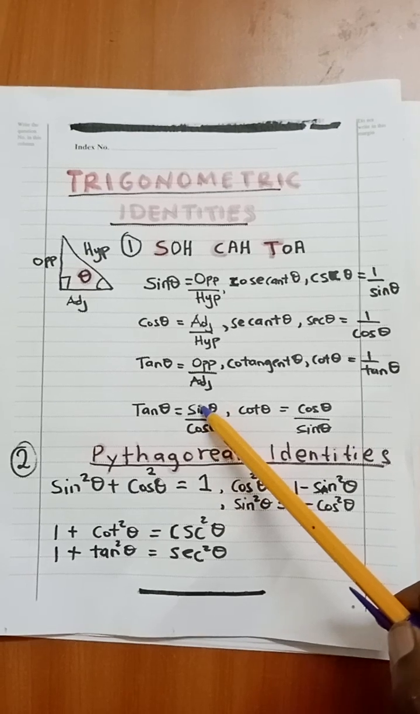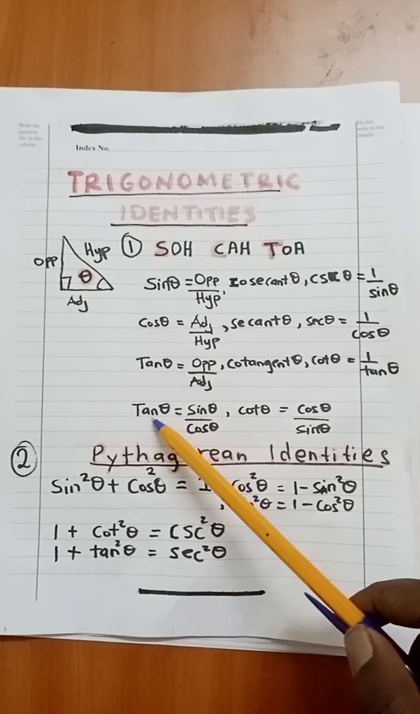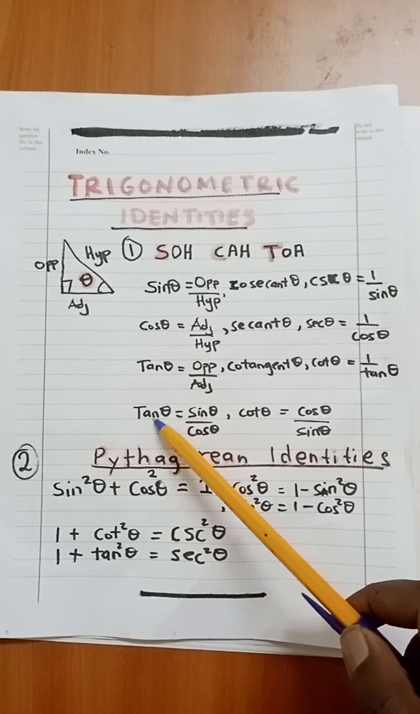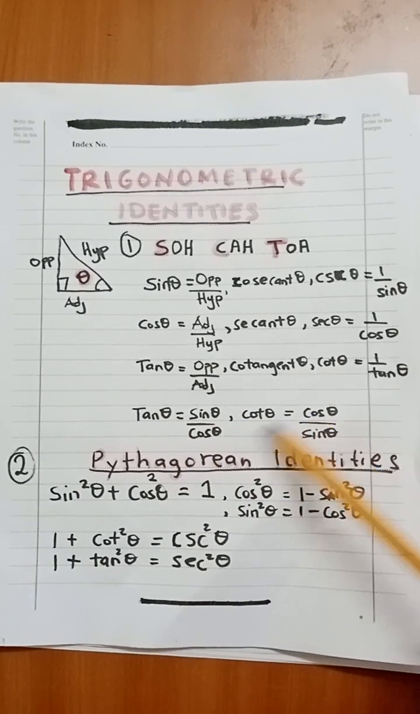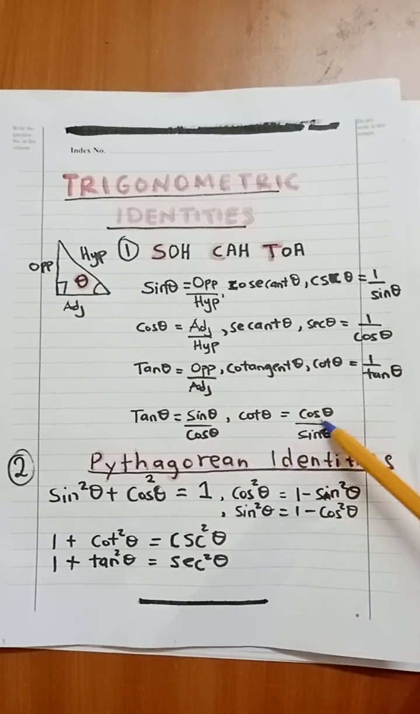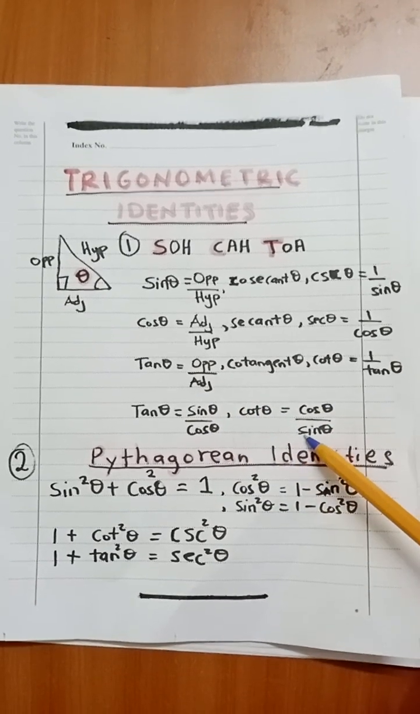Also, sin theta over cos theta is also given as tan theta. Therefore, it follows then that cot theta is the reciprocal of this, that is cos theta over sin theta.